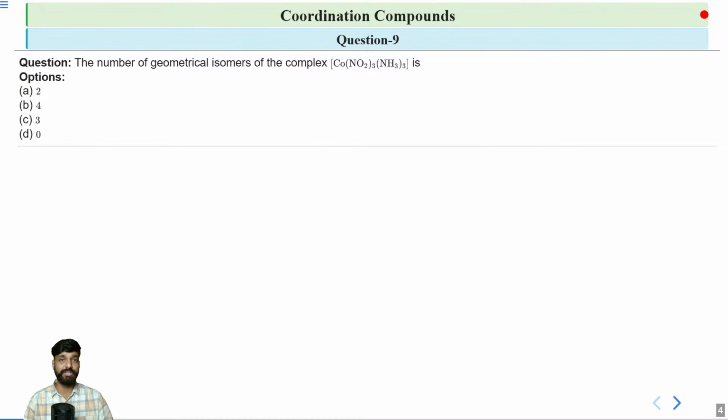So here is the first question. The number of geometrical isomers of Co(NO2)3(NH3)3 is. So four options are given here: 2, 4, 3 and 0. Okay, you have to find the number of geometrical isomers. So your time to solve this question starts now. Just see what will be the correct answer.